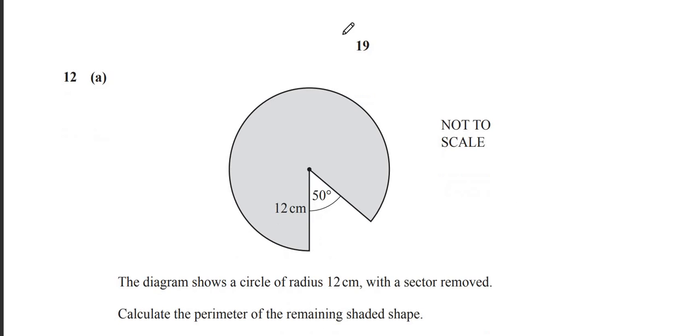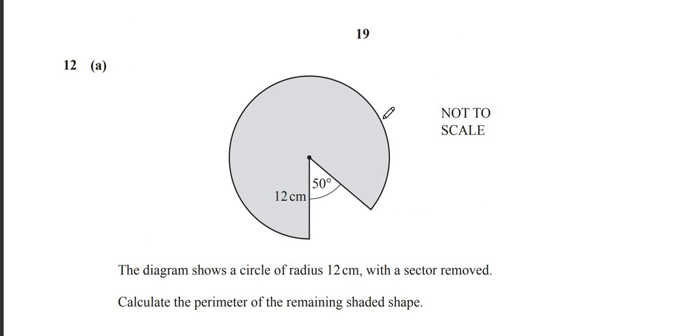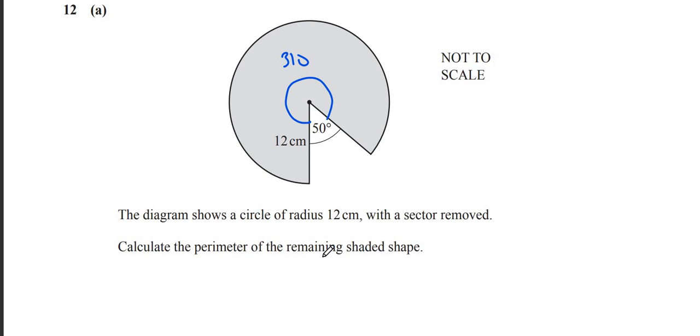Finally, we are on to our last part. The question says the diagram shows a circle of radius 12 with a sector removed. So look, if this is 50, this whole thing is 310. How? 360 minus 50, 310. So now the question says calculate the perimeter of the remaining shaded area. So basically you have to find this arc length, arc of the big sector.